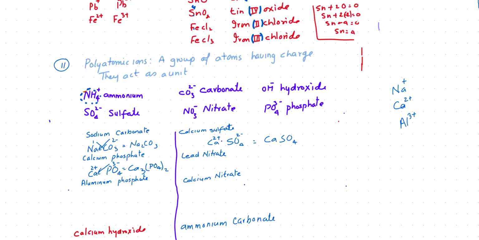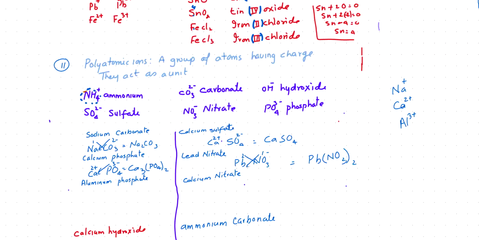Okay, lead nitrate. Lead is Pb, valency 2, and nitrate is NO3, valency 1. So they are not equal, so we cross multiply. 1 times lead is Pb and 2 times nitrate, so nitrate in the bracket and write 2. So when we cross multiply, we can write the formula, but you should understand now why we cross multiply.